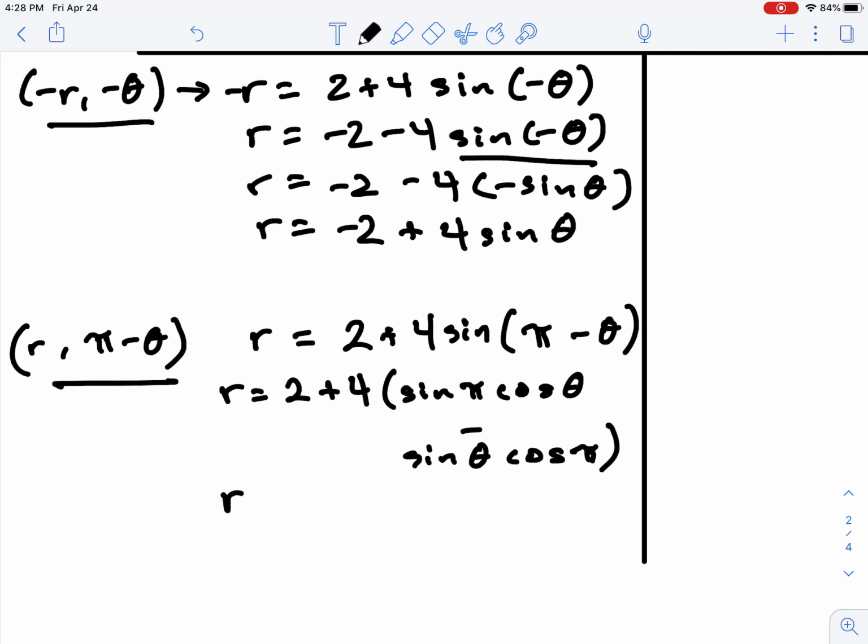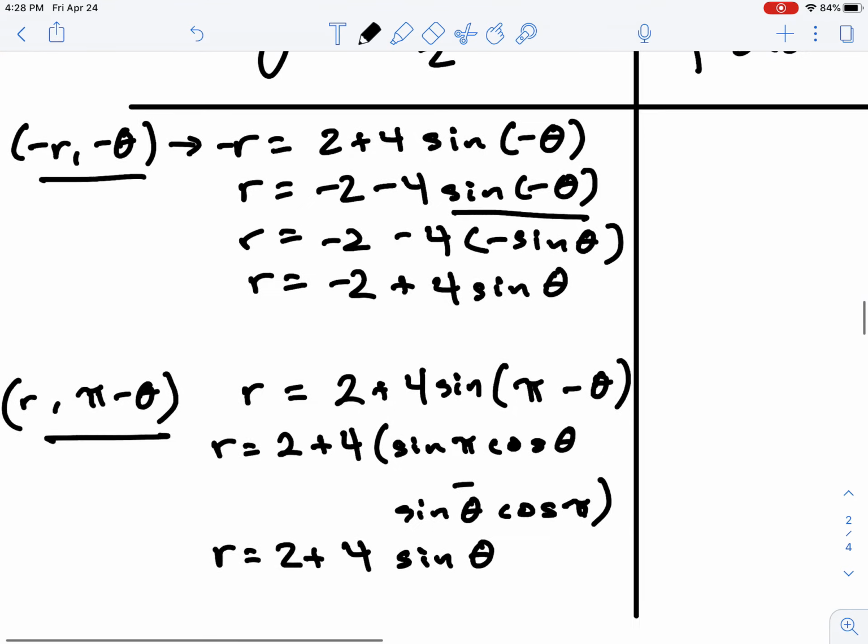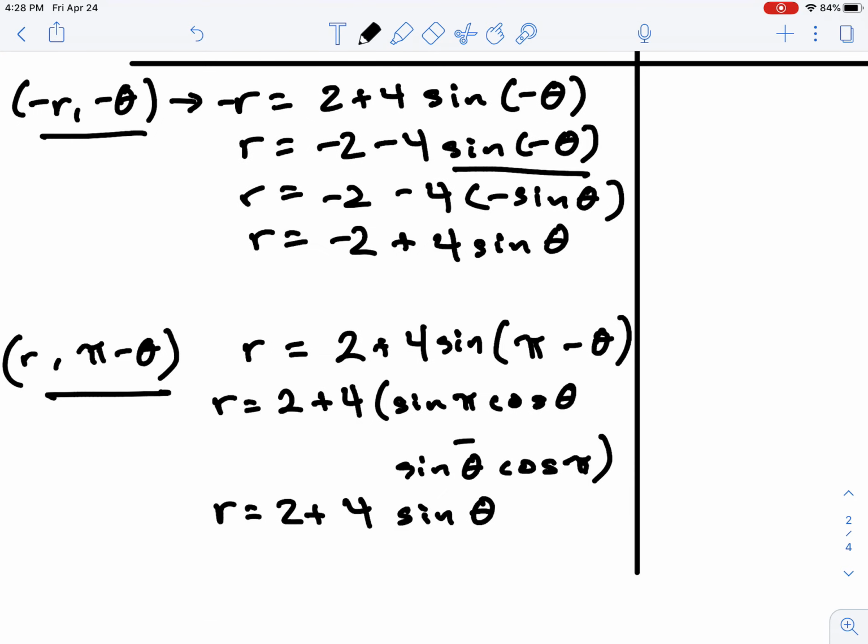You remember that? I'm sure you all do. So r is equal to 2 plus 4, and let's quickly evaluate this. Sine of pi would just be equal to 0, so that first term completely becomes 0. Cosine of pi becomes -1, so -1 times sine of theta, we can just write this as sine theta. And what do you know? We notice here that we do get the same exact equation as what we had originally. So this verifies that we do have an equivalent equation.